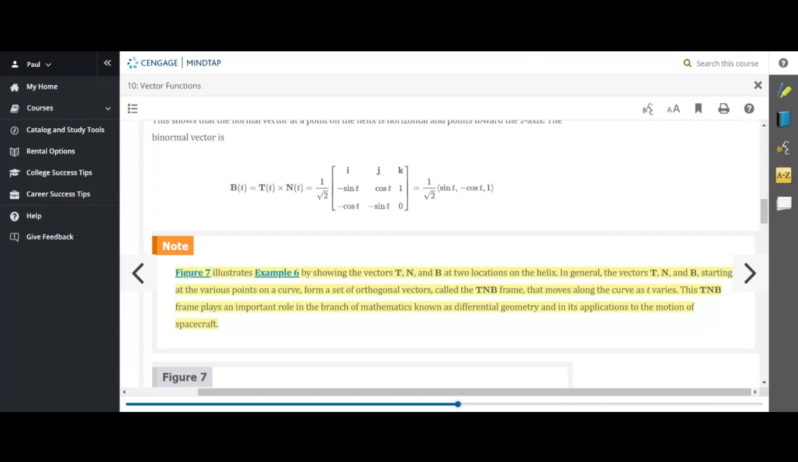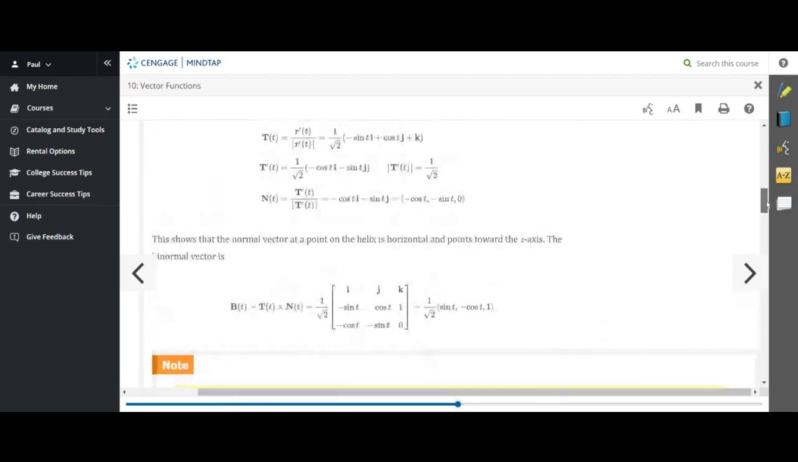The TNB frame plays an important role in the branch of mathematics known as differential geometry and in the applications to the motion of spacecraft. Of course, someone says there are three orthogonal vectors. Well, I want to be careful how I phrase that. We care about the orthogonal vectors that comprise the TNB frame. It's just that frame that's important.